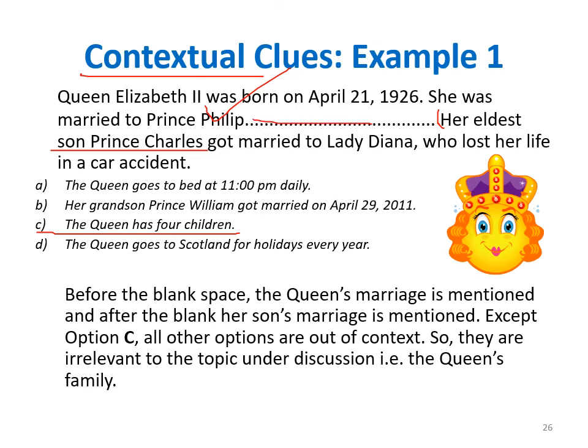And then out of those 4 children, we are only talking about the eldest son. So marriage, children, eldest son. You can see that step. Step 1 is marriage, step 2 is children, and step 3 is out of those children, the eldest son. You can see that this one fits well in this context.